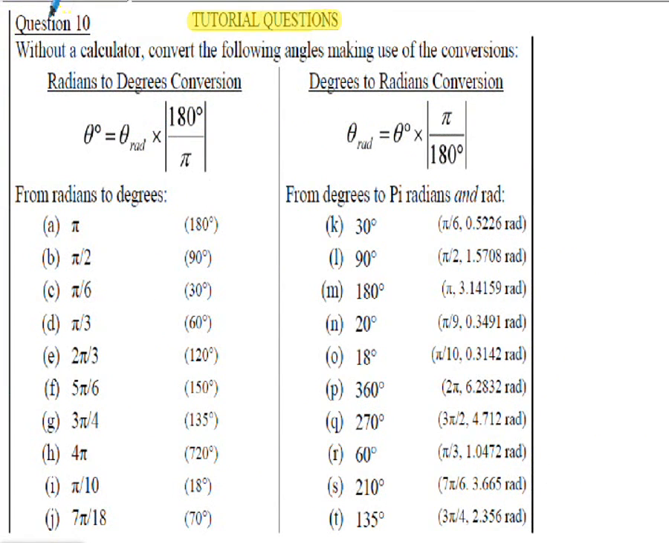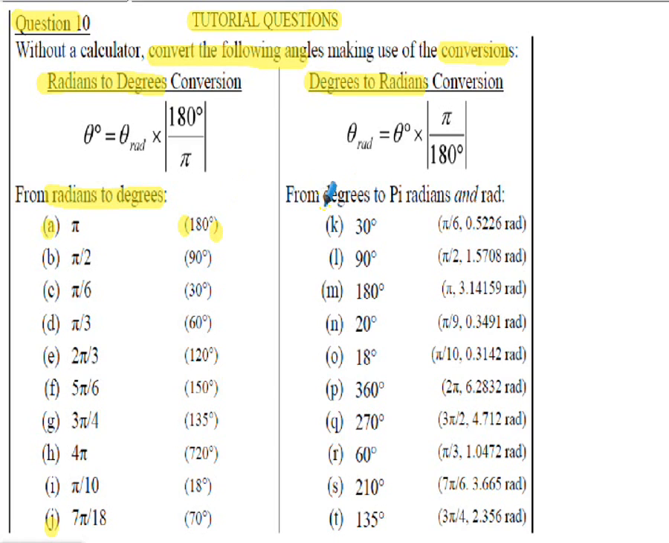Tutorial questions continued. Question 10. We're asked to convert the following angles making use of the conversions shown below, radians to degrees conversion and degrees to radians conversion. So on the left hand side here, questions A through to J require us to calculate the angles from radians into degrees. Where possible, try not to use a calculator to perform the calculations, but the answers are shown in the brackets on the right hand side.